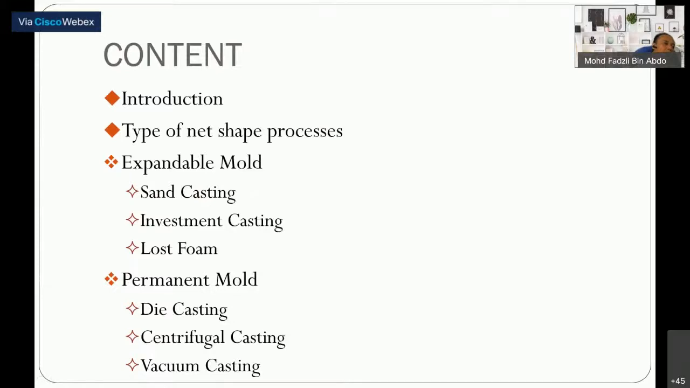Okay, this is the content for today. The introduction about the net shape, and then the type of net shape processes, and then kita pergi kepada expandable mold, which is there are 3 types of expandable mold, called sand casting, investment casting, and also the loss form. Okay, and then we go to the permanent mold. Expandable mold ni maksudnya mold yang boleh diubah lah. Permanent mold maksudnya mold yang memang kita tak boleh ubah lah. Maksudnya kalau kita dah pakai je lah. Kalau expandable mold ni kita boleh pakai berulang kali.